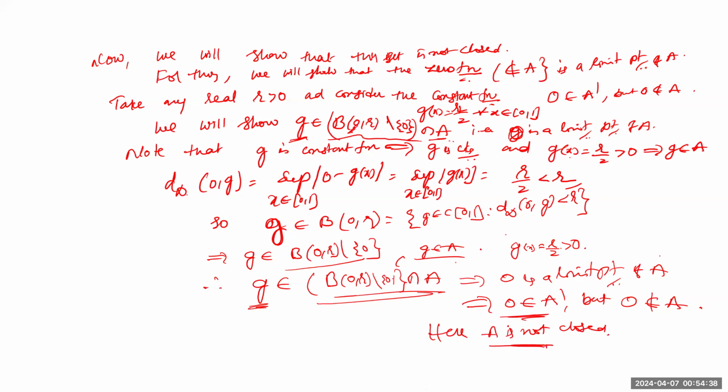So these are a few examples. That is, A dash is not a subset of A. So these are some of the examples in your tutorial sheet.